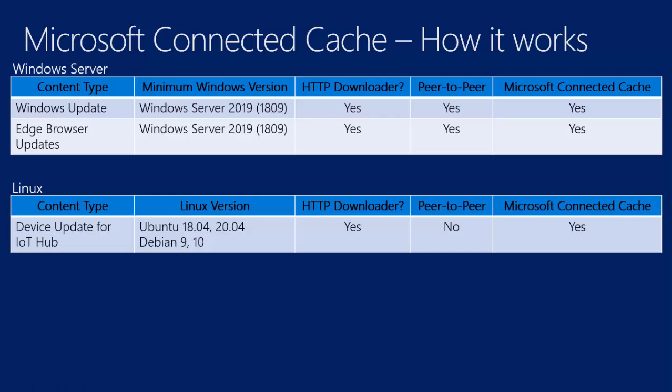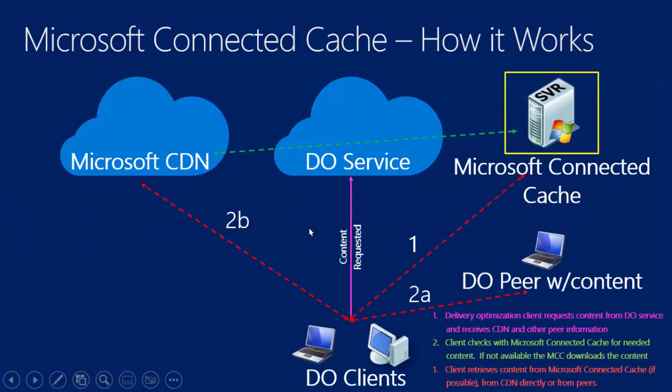Okay, so in terms of how this works, here's a slide you'll recall from the previous session on delivery optimization. This time I want to highlight the Microsoft Connected Cache server, and the flow is a little bit different. Consider the scenario where we have clients that want to request delivery optimization content. The first client in line will request it from the delivery optimization service, just like normal. They already know, because they're configured with the Connected Cache detail in their policy and configuration, that the Connected Cache server is out there. They're going to try to reach out to it as a first priority, but they need to figure out the details from the delivery optimization service.